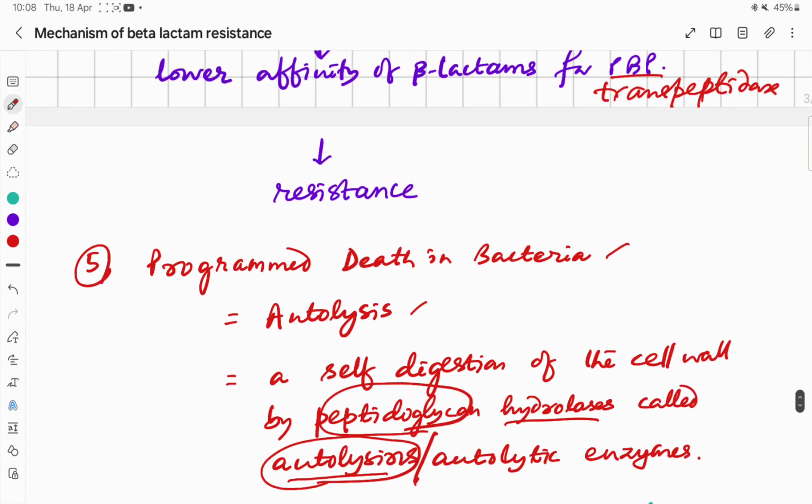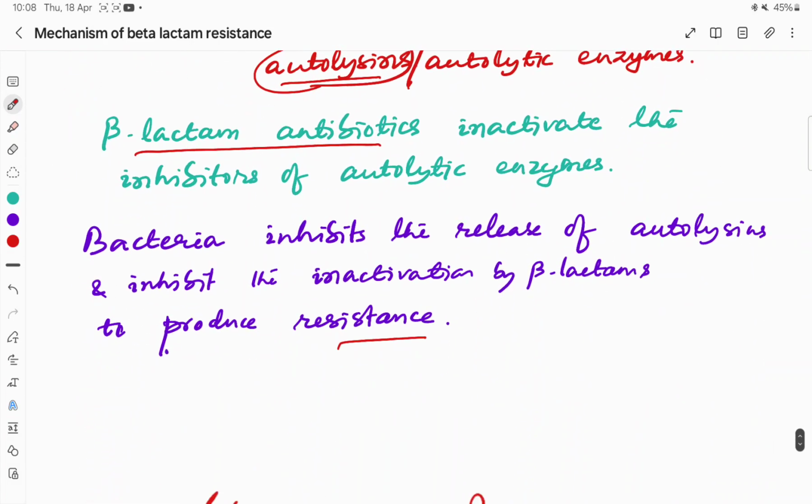So these are the five major mechanisms of beta lactam resistance.